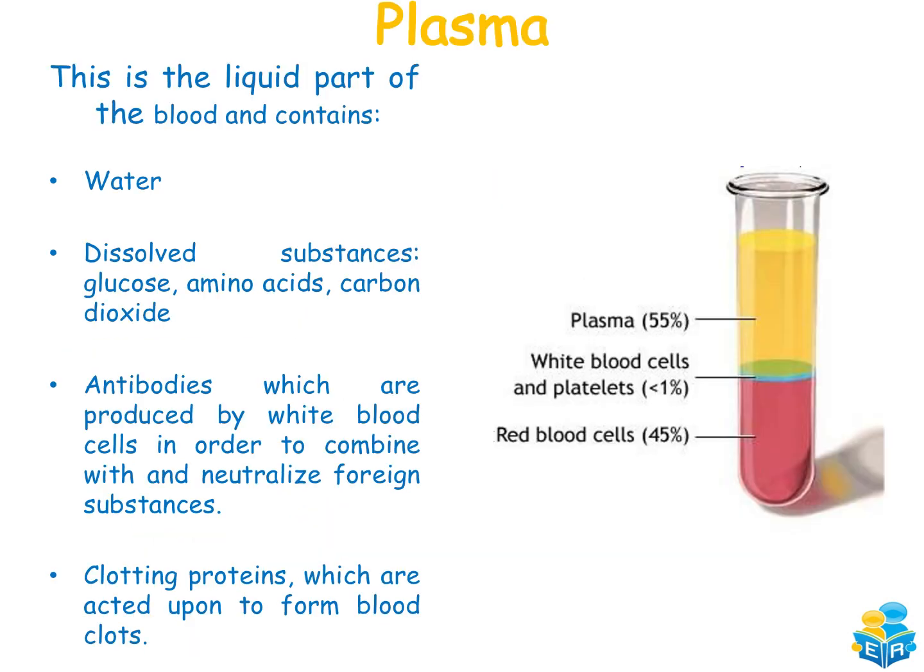Now, we've already mentioned about how it's the liquid part of the blood. It can transport water, contains water, dissolved substances. So we've mentioned glucose and minerals, some proteins there as well, amino acids, carbon dioxide, but it also contains some antibodies as well. So these antibodies are produced by the white blood cells in order to combine with and neutralize foreign substances. And we'll come back to the idea of antibodies in a couple of minutes when we're looking at the white blood cells, but antibodies can also be transported within the plasma.